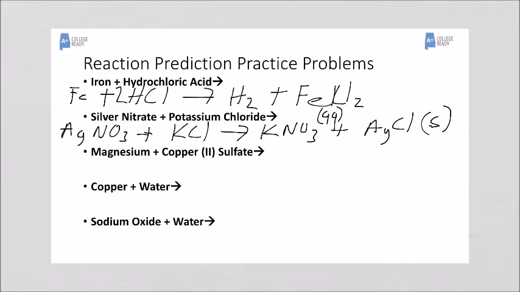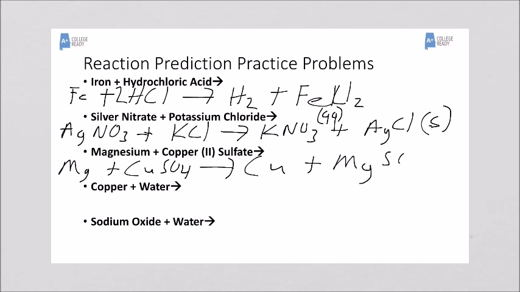Magnesium plus copper sulfate. So this is a reaction between a metal and compound. More active metals can replace less active metals. So first of all, we check to make sure that magnesium is above copper on the activity series. Turns out it is. So the magnesium will replace the copper. We'll get pure copper metal, and we'll get magnesium sulfate. Magnesium is a 2+ ion. Sulfate's a 2- ion. So that is a single replacement reaction, balanced as written.